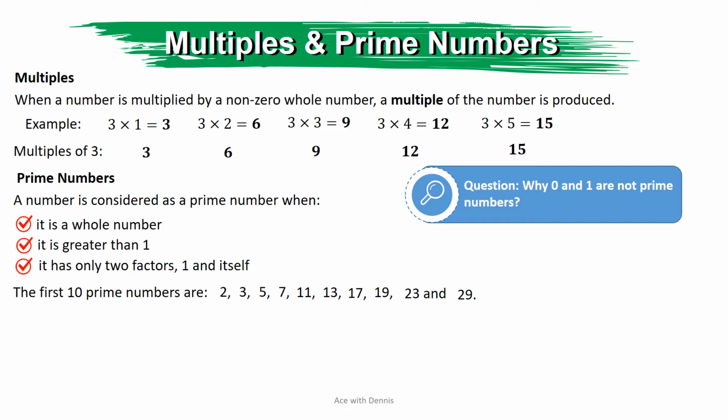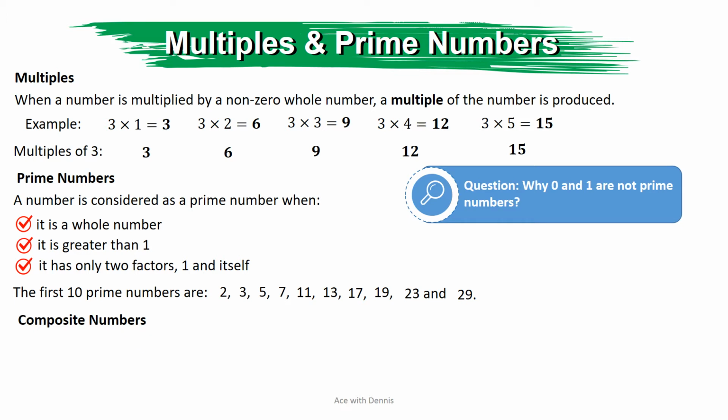Here's a question. Why are 0 and 1 not prime numbers? Notice that 0 and 1 are not in the list of the first 10 prime numbers. The answer is, for 0, it is not greater than 1. Also, 0 has only one factor, which is itself. For 1, it has only one factor, which is 1. Hence, 0 and 1 are not prime numbers.